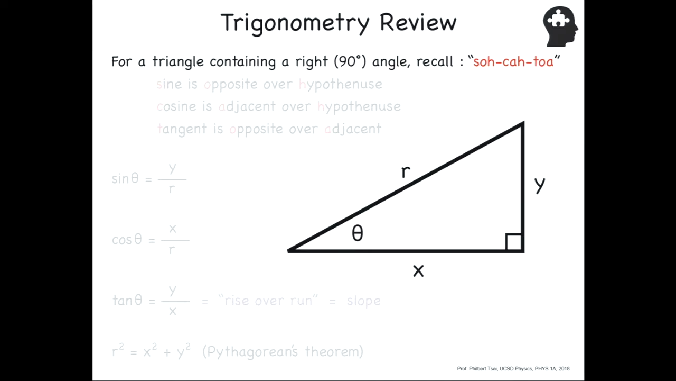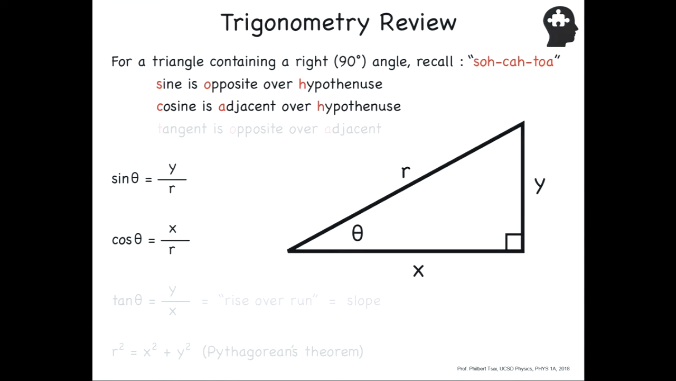All right, so if it's been a while, make sure you remember your trigonometry. For a triangle containing a 90-degree right angle, recall that maybe in high school you learned SOHCAHTOA. Sine is opposite over hypotenuse. So if you're looking for this angle, the sine of this angle is the opposite edge, this y here, divided by the hypotenuse of the triangle, which is, in this case, labeled r.